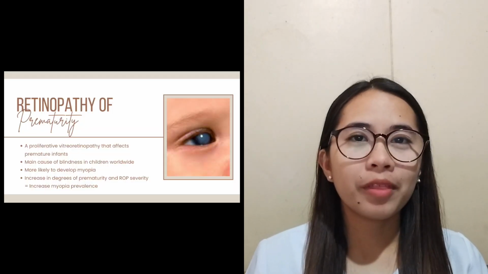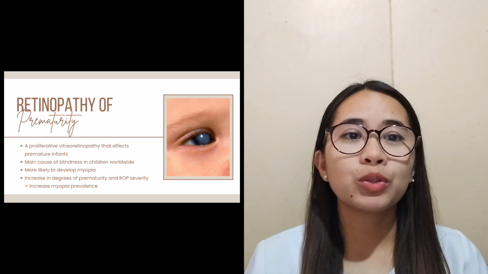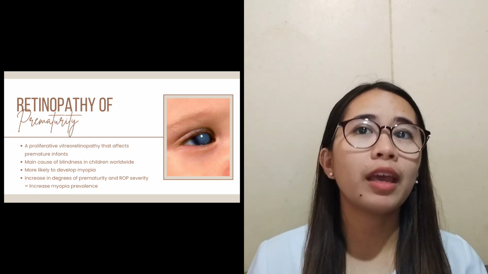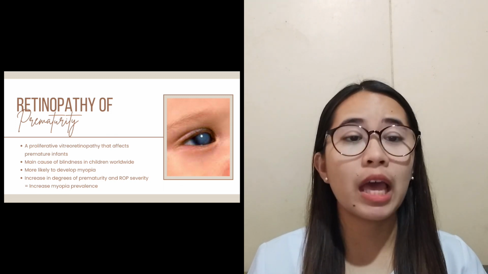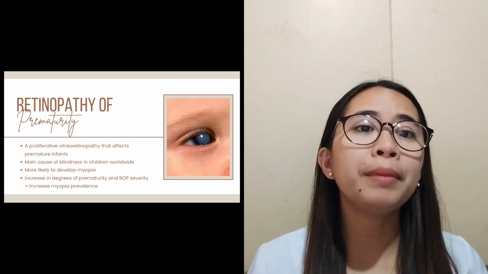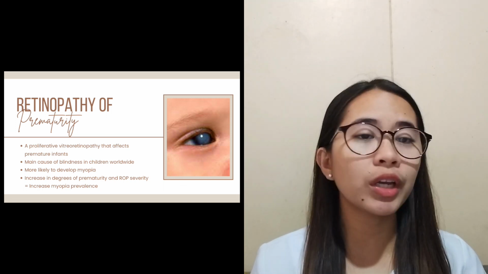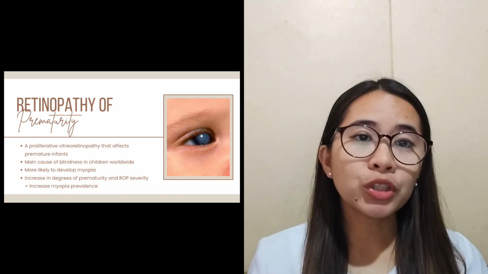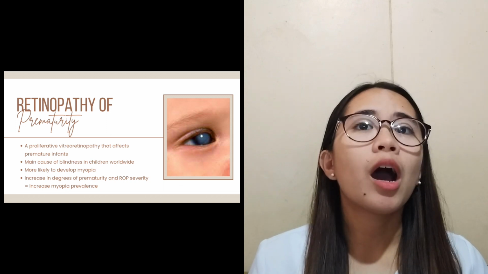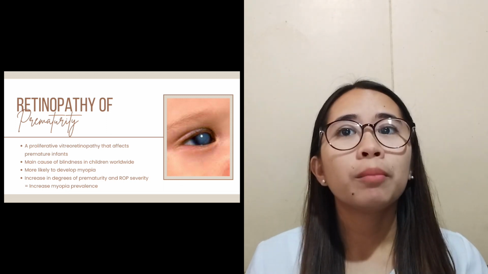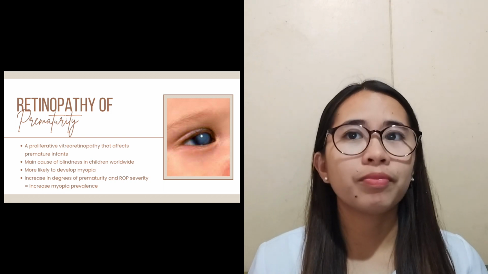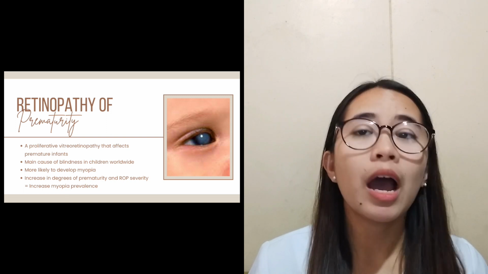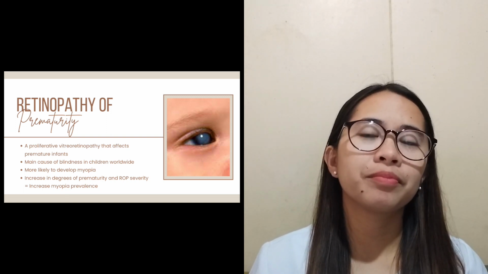Besides myopic maculopathy, retinopathy of prematurity will also be mentioned in this case study. ROP is a proliferative vitreoretinopathy that affects premature infants. This is due to premature babies being exposed to too much oxygen during incubation, which will affect retinal development. Premature children, especially those with ROP, are more likely than full-term children to develop myopia later in life. It is said that as degrees of prematurity and ROP severity increase, myopia becomes more prevalent.